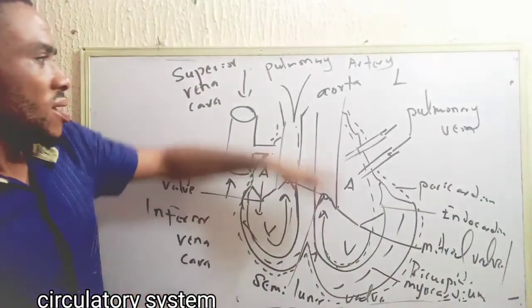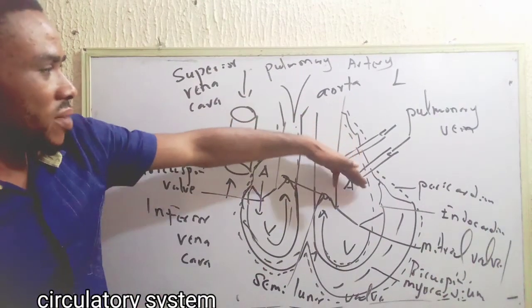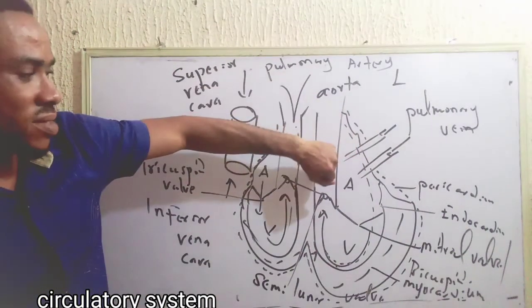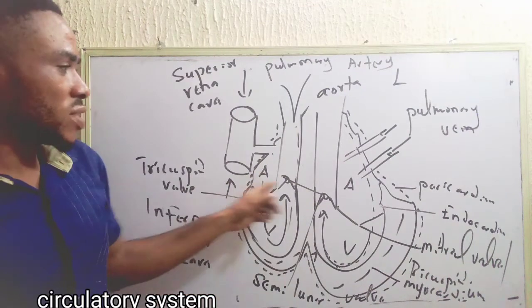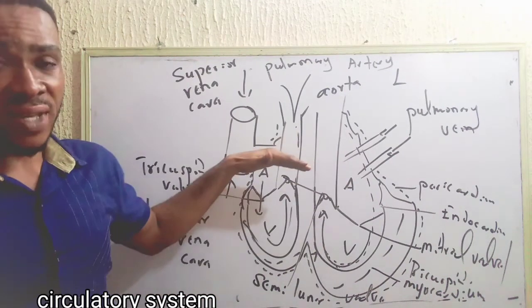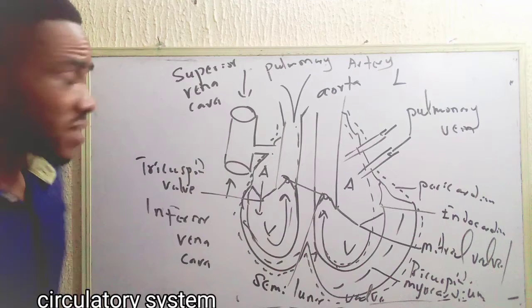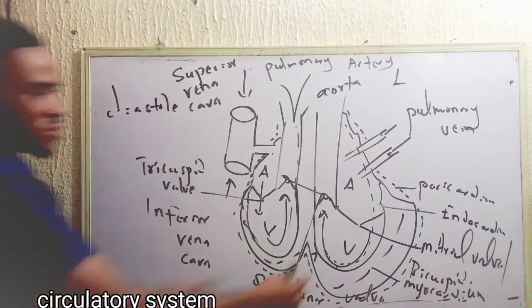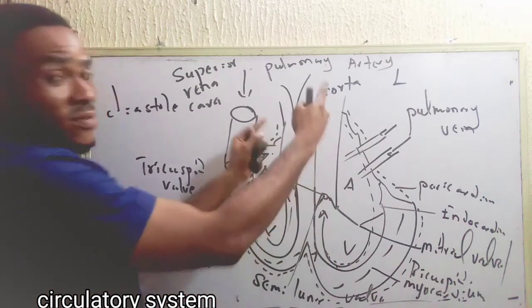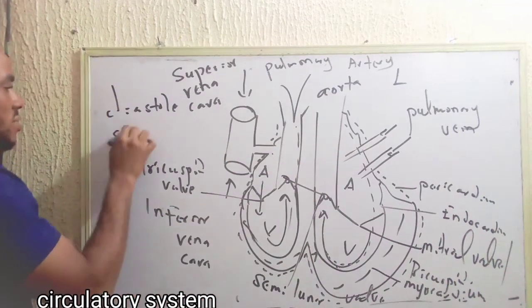Now, these auricles contract to send blood down to the ventricle. That contraction of the auricles, which are the upper chambers of the heart, is known as what? The diastole. While the contraction of the ventricles to pump blood out of the heart is known as what? The systole.